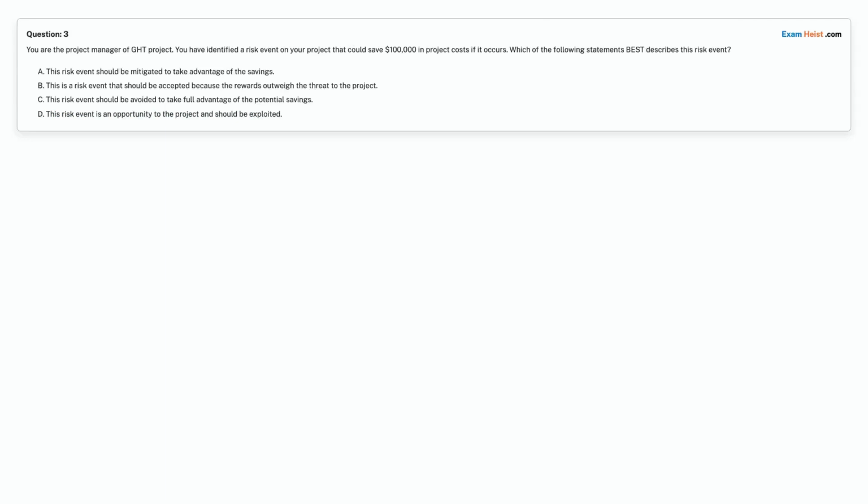Option A. This risk event should be mitigated to take advantage of the savings. Option B. This is a risk event that should be accepted because the rewards outweigh the threat to the project. Option C. This risk event should be avoided to take full advantage of the potential savings. Option D. This risk event is an opportunity to the project and should be exploited. Choose the correct answer.